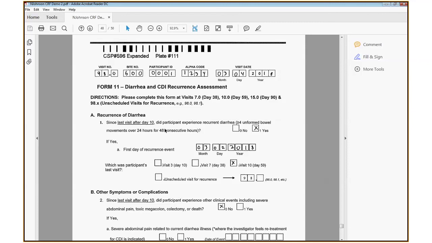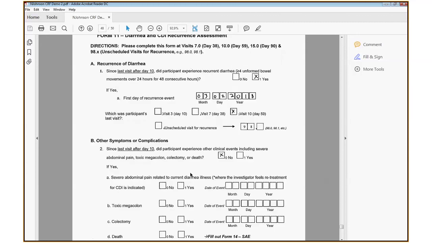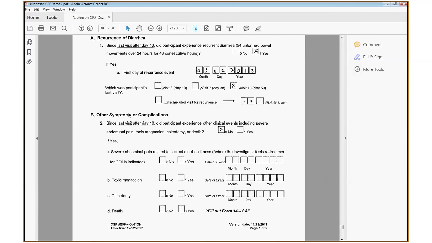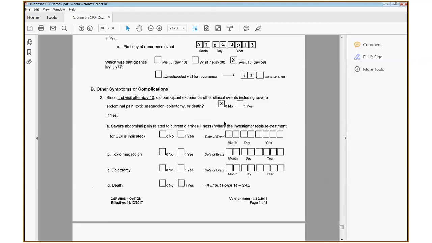Recurrence of diarrhea since last visit after day 10. Did the participant experience recurrent diarrhea, three or more bowel movements? Yes, they did. They had it on the 2nd of March. And their last visit was visit 10 on day 59. Other symptoms and complications since last visit after day 10: did the participant experience other clinical events, including severe abdominal pain, toxic megacolon, colectomy, or death? Joe did not experience any of these things over that time.